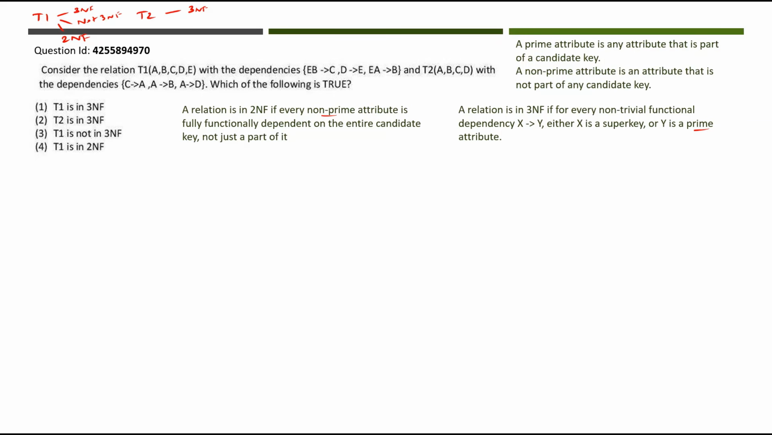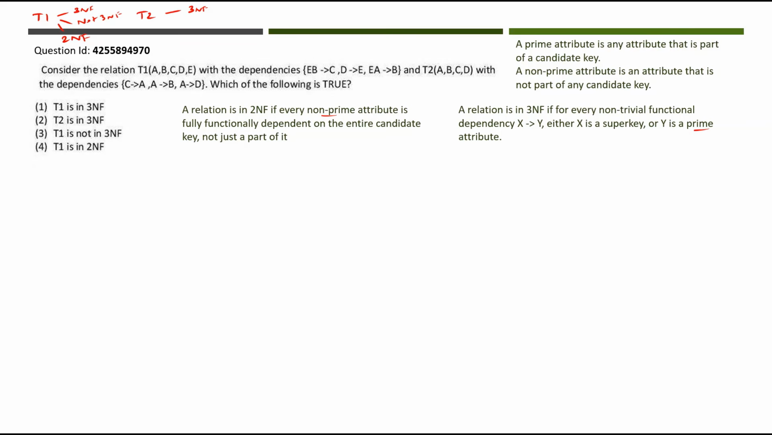What are prime and non-prime? Prime attribute is any attribute that is part of a candidate key. In the previous question, if we say EC is a candidate key, E is a prime attribute, C is a prime attribute. Anything other than E and C will be non-prime attribute. A non-prime attribute is an attribute that is not part of any candidate key. When you have 2 or more attributes combined in a candidate key, the individual attributes of that candidate key are prime attributes. Whatever attributes are not present in the candidate key will become non-prime attributes.